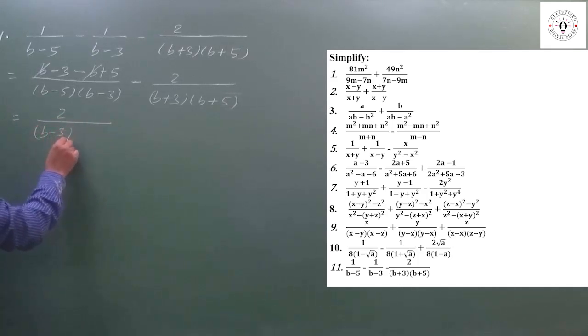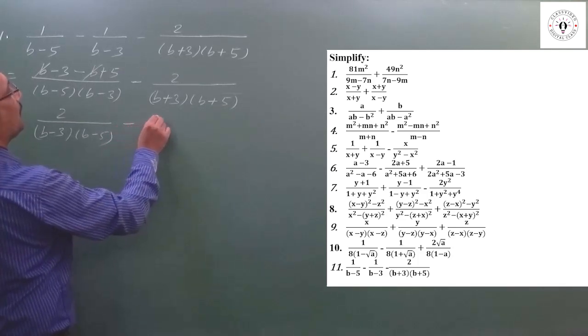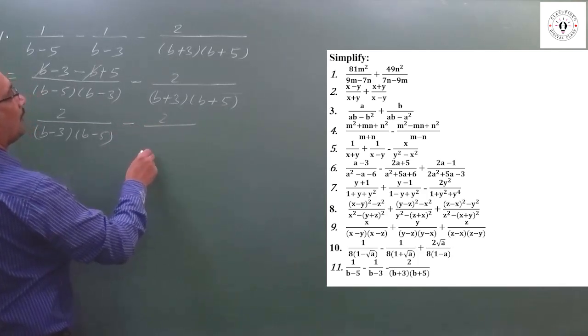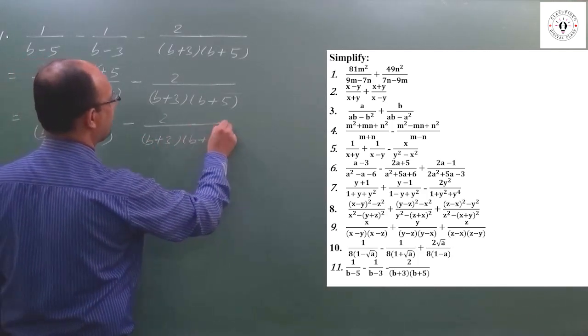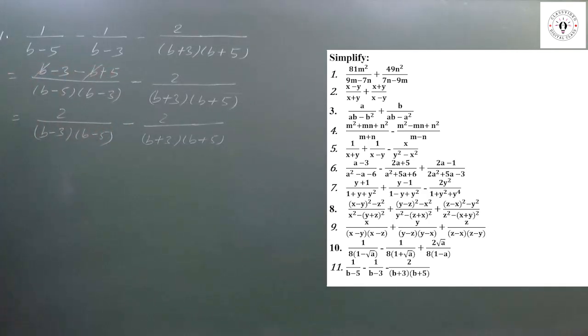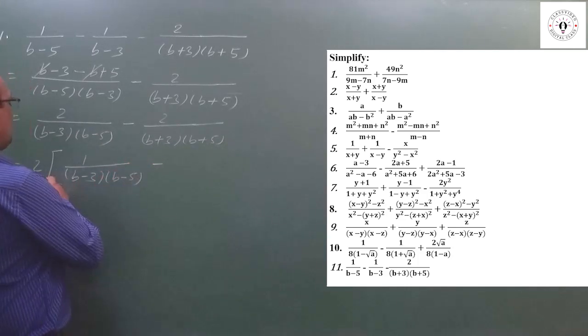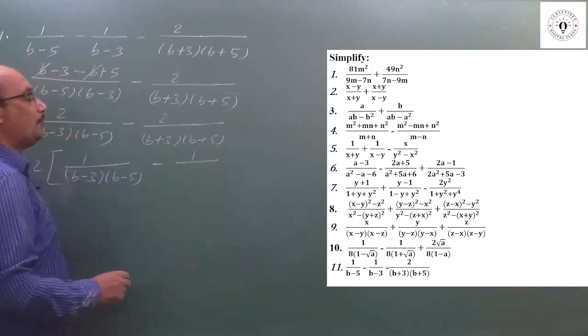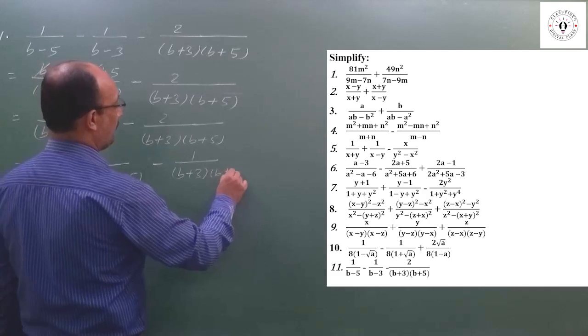Denominators I am arranging, b minus 3 into b minus 5. Similarly, minus 2 upon b plus 3 into b plus 5. You can see 2 is common, so I am taking 2 common so that our calculation becomes easier. 1 upon b minus 3 into b minus 5 minus, since we have taken 2 common, 1 upon b plus 3 into b plus 5.